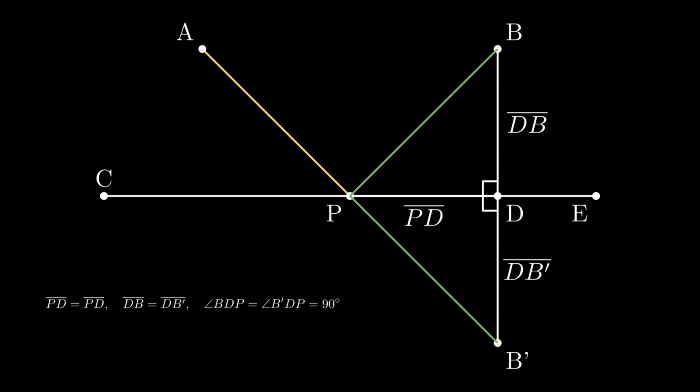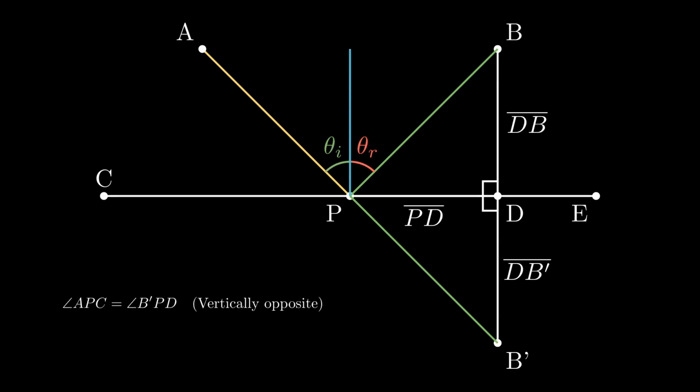Hence, by SAS congruency, both of these triangles are congruent, and angle BPD and angle B dash PD are equal, and by vertically opposite angles, angle APC is also equal to angle B dash PD. Now, what's next? Angle of incidence is equal to 90 degrees minus angle APC, and same with angle of reflection but with angle BPD. After substituting step 3, we get angle of incidence is equal to 90 minus angle BPD. Hence, angle of incidence is equal to angle of reflection.